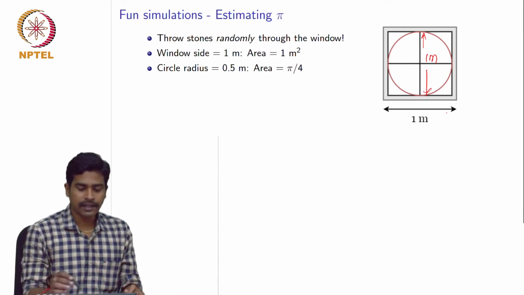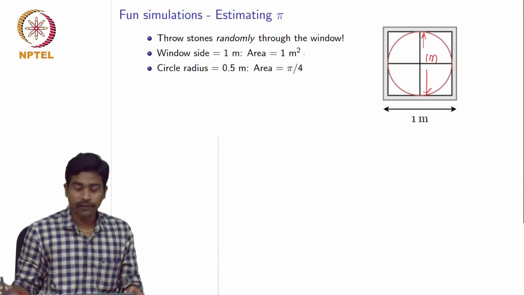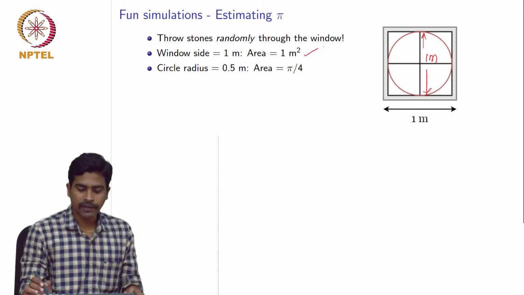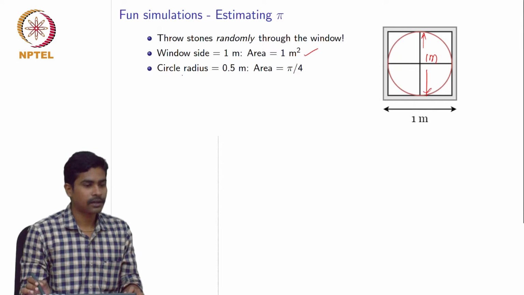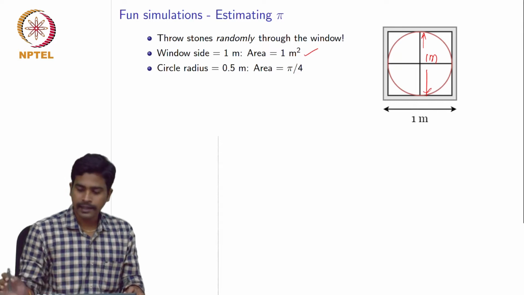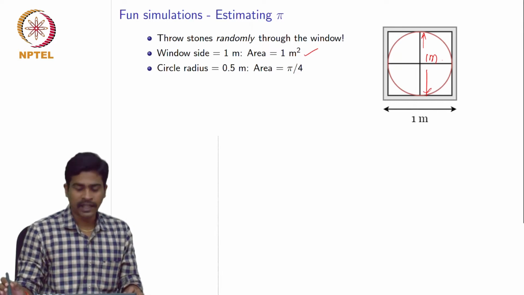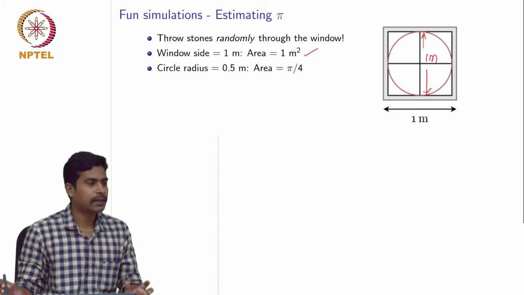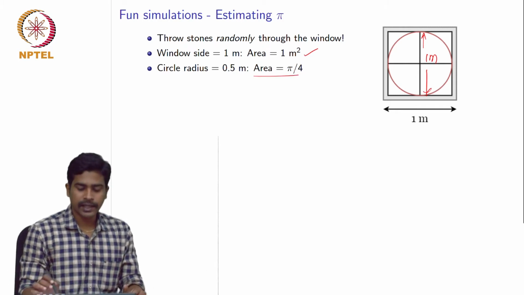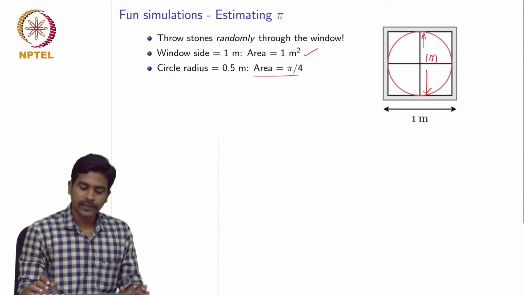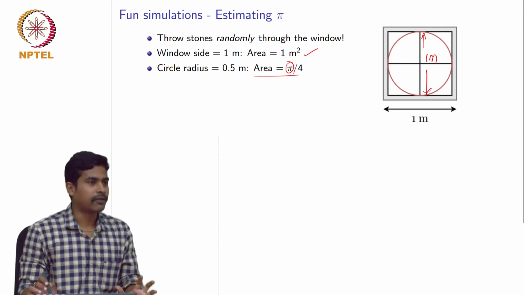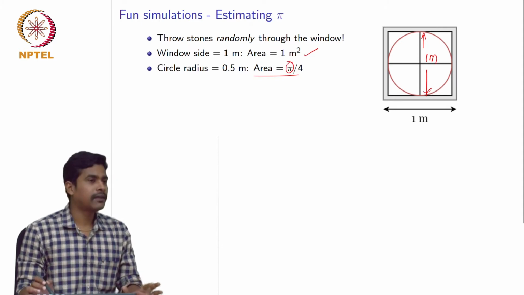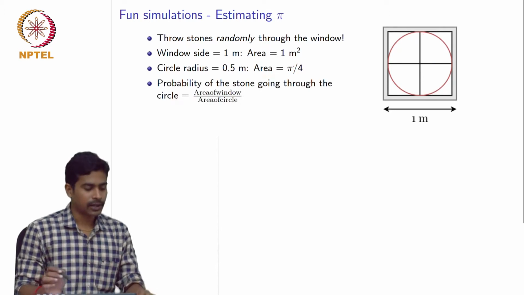Okay, so now let's see. As I said, the side of the window is 1 meter, so from that we can calculate the area of the window is 1 meter square, and I said the radius of the circle is 0.5 meters, or the diameter is 1 meter. So from this we can see the area of the circle is pi by 4, but we don't know what is pi. We want to see what is pi using the simulation.